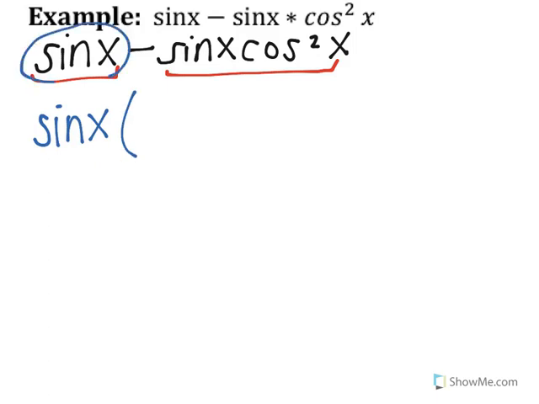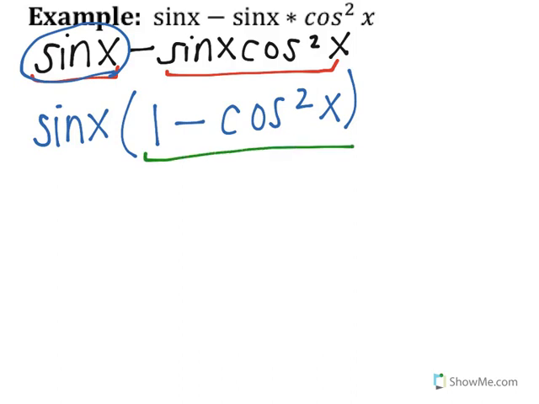If I pull a sine out of the first term, that was just sine, I'm just going to be left with 1. My minus sign stays the same. My next term was sine cosine squared, so if I pull a sine out, I'm just left with cosine squared x. So what I'm now left with once I pull out sine is sine times 1 minus cosine squared. Here's a trick. We have the sine out in front, and in parentheses we have 1 minus cosine squared.